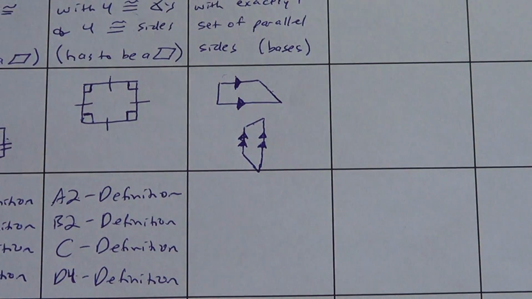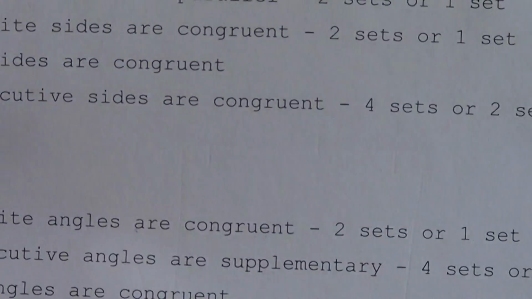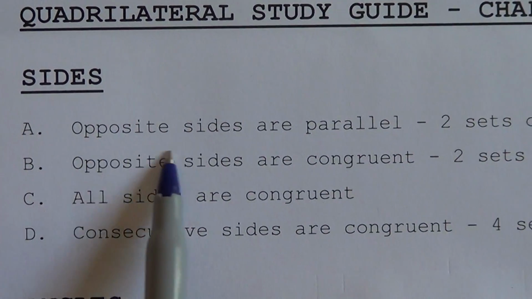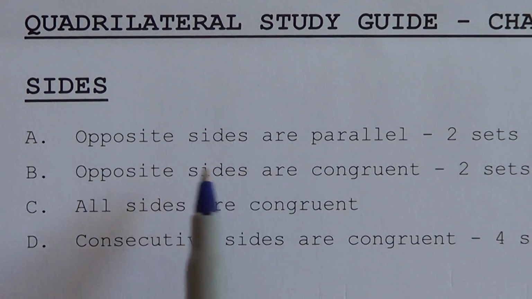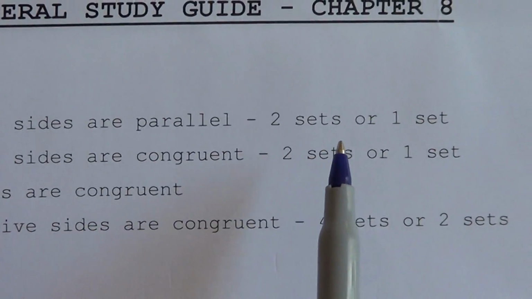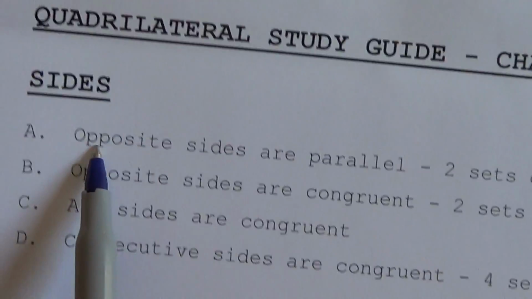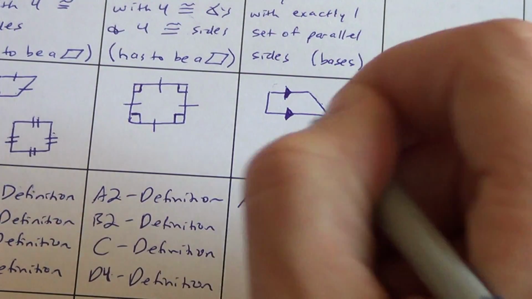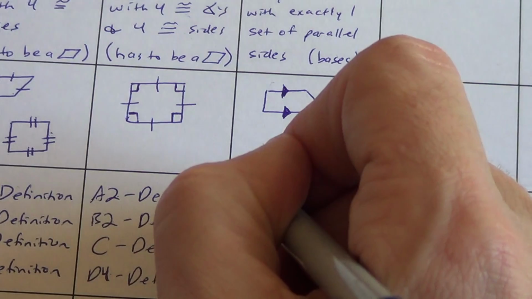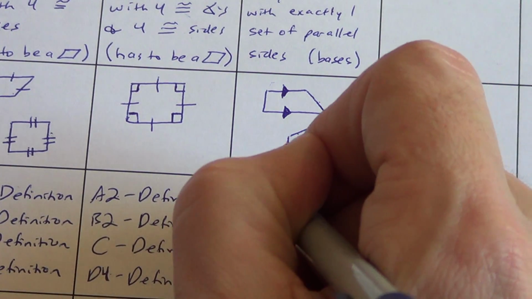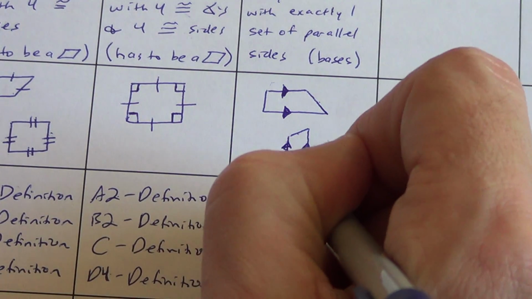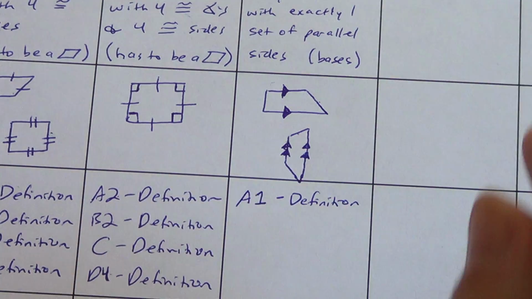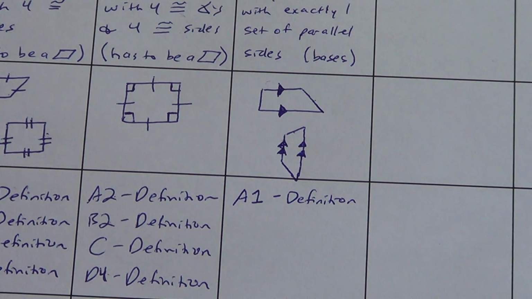So getting out our thing here. All right, looking at our different things for sides. So opposite sides are parallel. Well, that was part of the definition, so yes. But it's only going to be one set. So we're going to put A1. All right, so A1. All right, by definition, A1. Kind of makes you hungry for steak or something, right? Okay, A1 by definition. All right, okay, let's look at the next one.